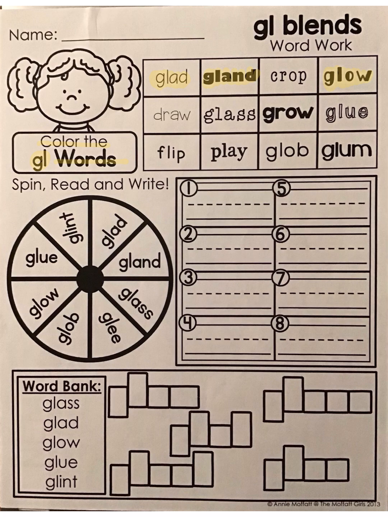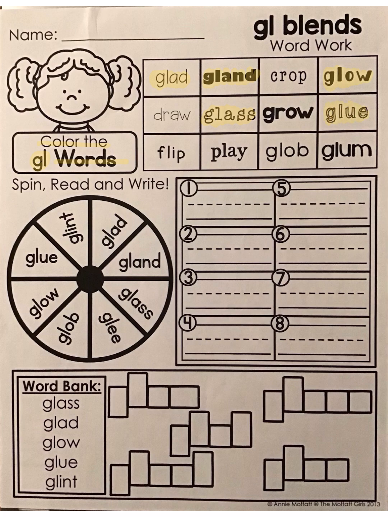Then we have the word draw. Do you see the GL blend in draw? Nope. So we're going to leave it blank. Then we have glass. I see GL in glass. So I'm going to color the word glass. Next word is grow. Do you see GL in grow? Nope. Leave it blank. Then I have glue. Do you see GL in glue? Yes, we do. So we're going to color the word glue.